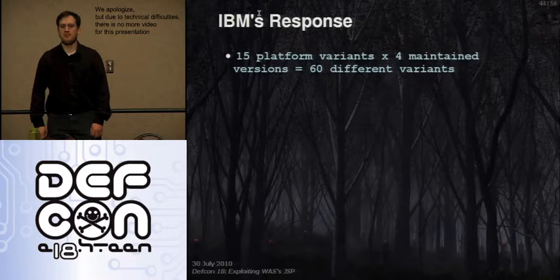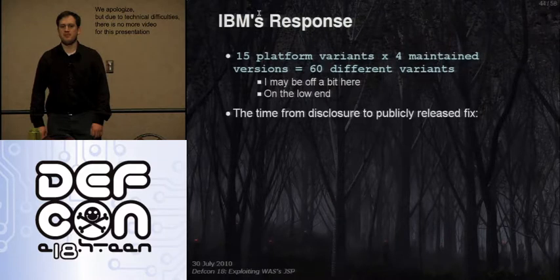15 platform variants that I count. I'm on the low side, I'm pretty sure, because I didn't count things like IA64 for Windows and such. 4 maintained versions, about 60 different variants. Can you guess how long it took them to fix this? Ballpark? 8 months? How about 2 weeks?